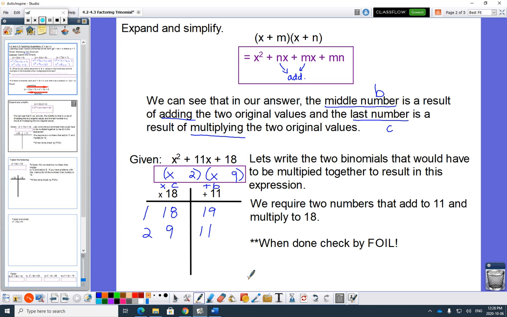Usually we try to use x. Sometimes your textbook will use a, p, q, whatever. You have to be careful of the signs, but we want positive 2 times positive 9 gives positive 18. Positive 2 plus positive 9 gives positive 11. So if it's a negative, that is going to impact our answer.